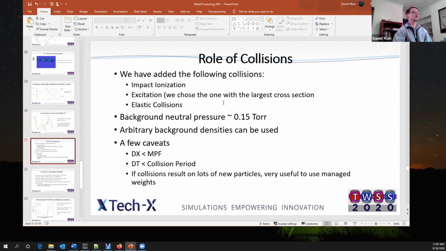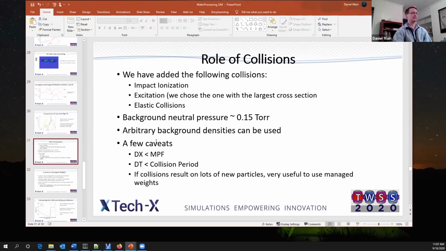So I've added these collisions: impact ionization, excitation, elastic. Background neutral density, pressure is 0.15 torr, but you could put in arbitrary densities. As you go up to higher densities, up to about an atmosphere, it gets very computationally intensive, which you saw yesterday when I did that corona discharge. But my understanding is the densities don't really approach an atmosphere. But that's, I suppose, very problem dependent.